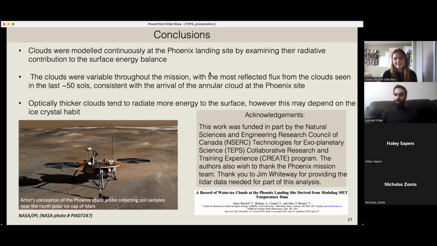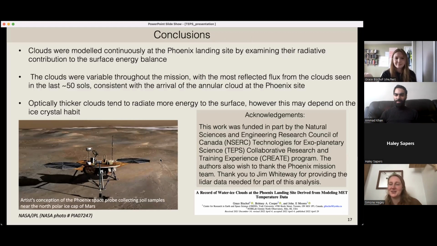I have a question. That was a great talk. Thank you. And congratulations on the publication. That's so exciting. I was just curious. This lander was very close to the, I guess, North Pole. Would you expect the results to change if you were closer to the Martian equator?